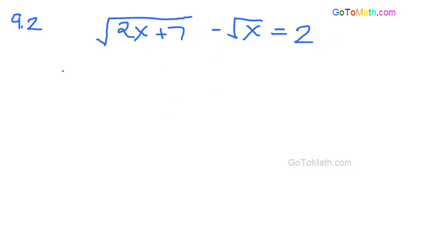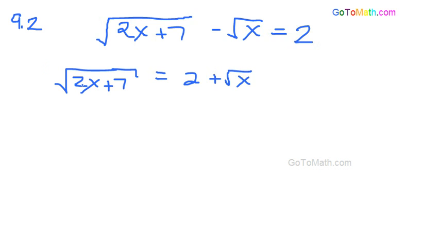Alright, so here we go. We want to get rid of this radical here, and we're going to do that by taking the square root of x over to the right. So we have 2x plus 7 is equal to 2 plus the square root of x. And now what we'll want to do is square both sides. That will get rid of this radical here, so then we're left with 2x plus 7, and that's going to be equal to, we'll go ahead and multiply this guy out.